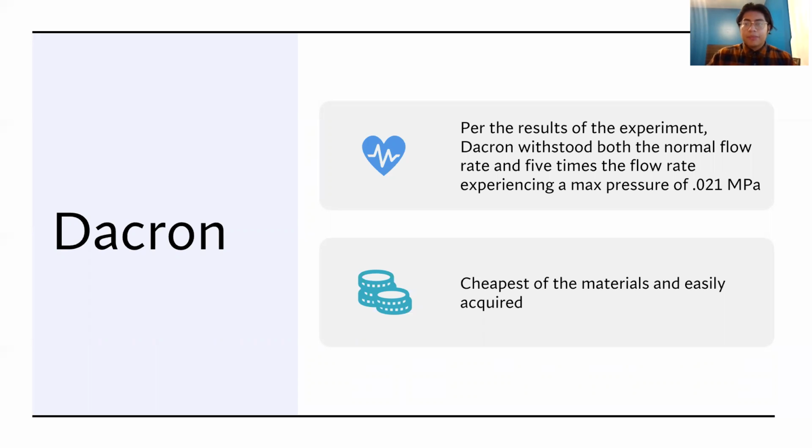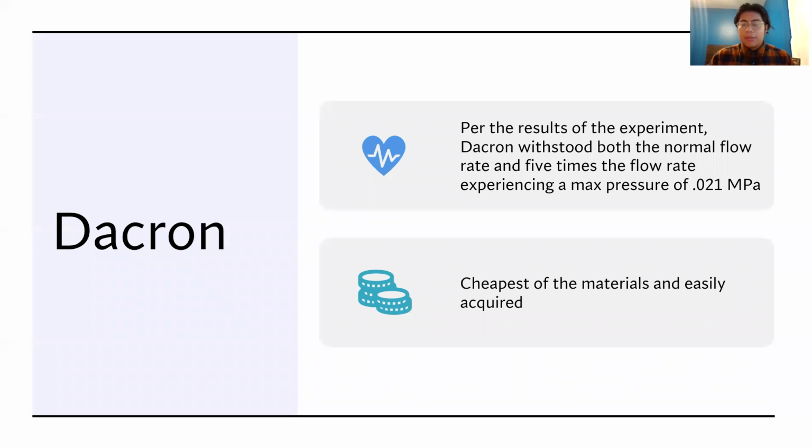for the blood vessel. Now, per the experiments and the simulations that we ran, Dacron experienced a max pressure of 0.021 megapascals, which is not notably larger or smaller than the other materials. So they all experience about the same max pressure.